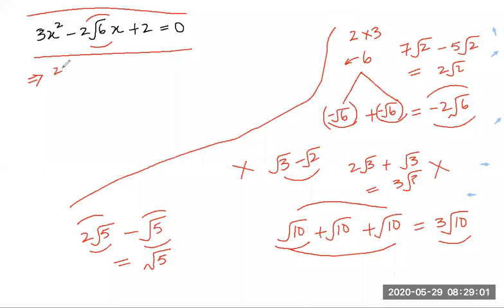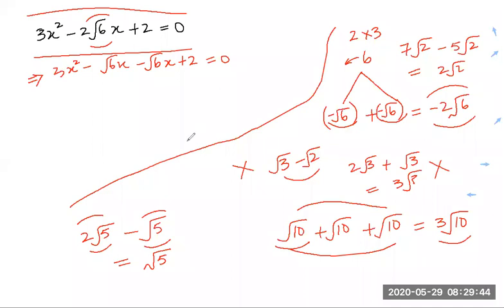So now this is 3x square minus under root 6x minus under root 6x plus 2 is equal to 0. Now you tell me, what should be common? Sir, first x common. Only x or something else? Sir, under root 3. Tell me, only x or something else.